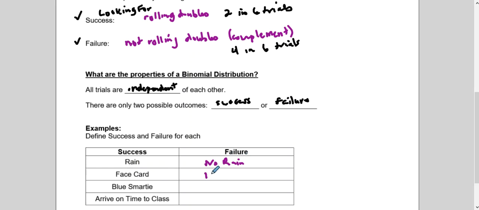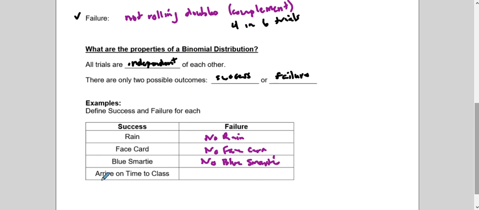Success is a face card, failure is no face card. Picking a blue Smartie, well, failure is I picked no blue Smartie. It's black or white. Arrive on time in class? Well, if we don't arrive on time in class, that's a failure. So it has to be one thing or the other moving forward. Push pause if you need to copy that down, or we're going to go on to the next page.